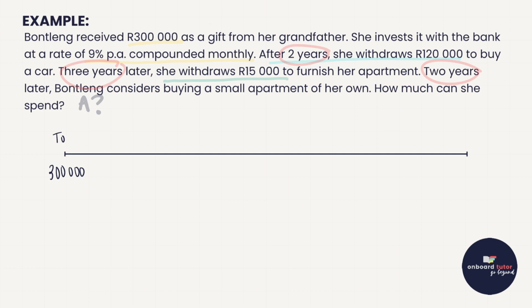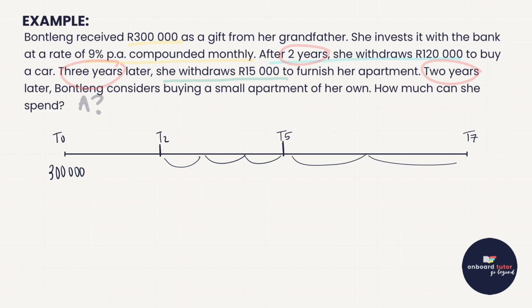Okay, so we're going to have a T2 over here, where she's going to withdraw some money. Then 3 years after that, so 1, 2, 3 years after that, we're going to end up at T5. She's going to withdraw some more money. And then 2 years later, this is not very well spaced out, but you get what I mean. T7, again, Bontling is going to consider buying that apartment.